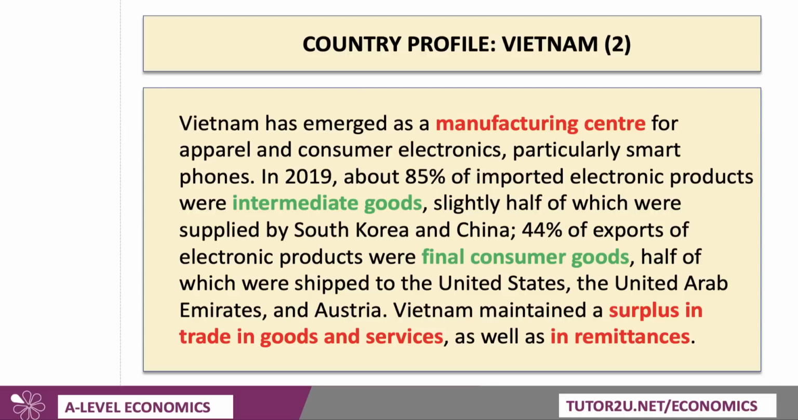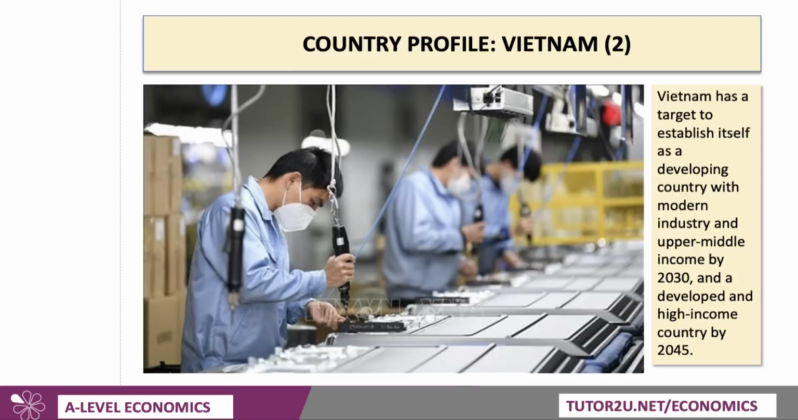44% of exports are final consumer goods. So essentially Vietnam has built its advantage in assembling and manufacturing intermediate goods into final products and then exporting them. And half of which were shipped to the United States, the UAE and Austria, interestingly. Vietnam maintains a trade surplus, quite a big one, as well as in remittances.